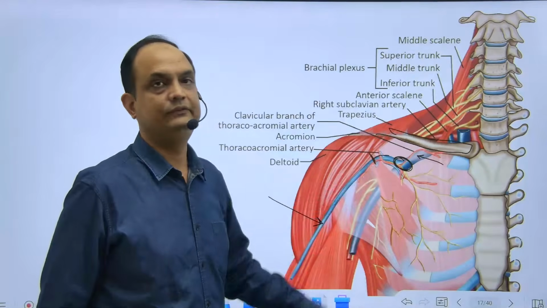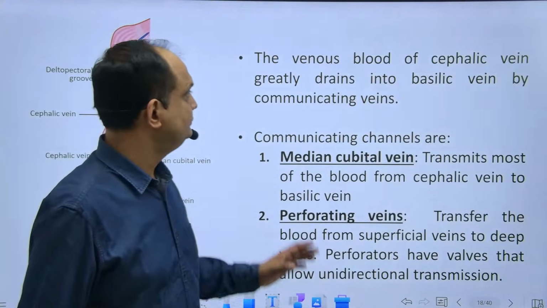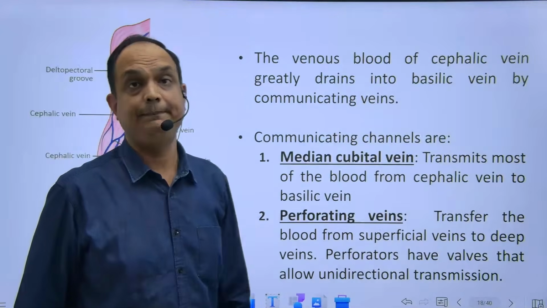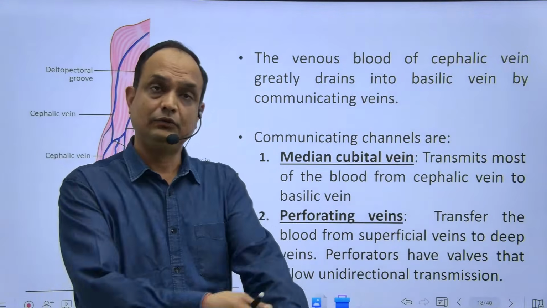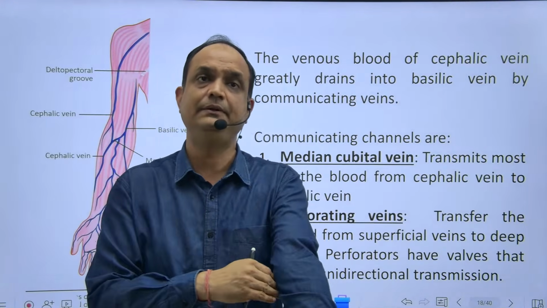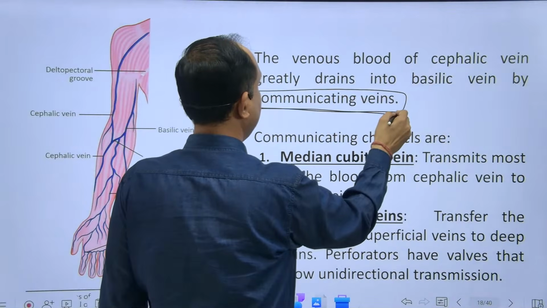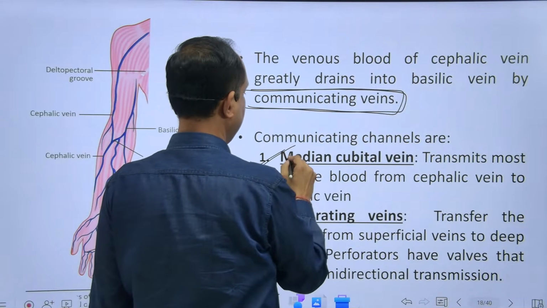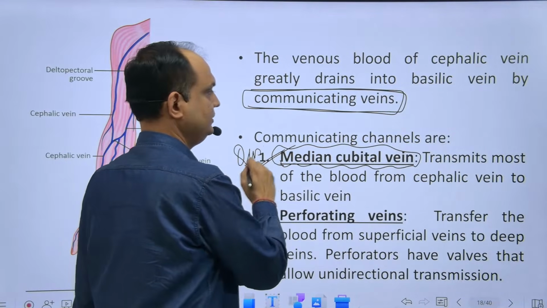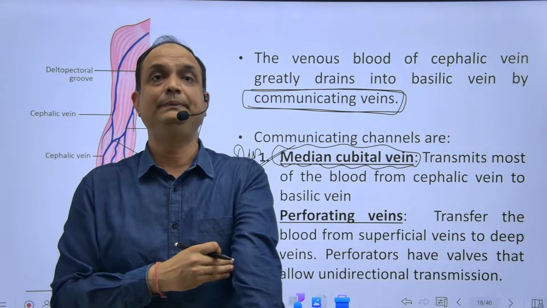And this cephalic vein ultimately drains into the axillary vein. Now, the venous blood of the cephalic vein greatly drains into the basilic vein also while it is going above. There is a connection present between the cephalic and basilic vein, and that is known as a communicating vein. The main and important communicating vein here is the median cubital vein. This is an important communication, and it transmits most of the blood of the cephalic vein towards the basilic vein.